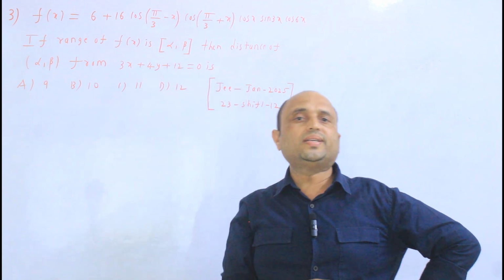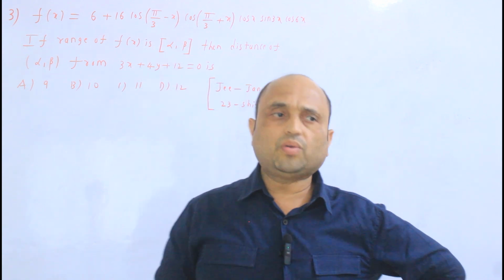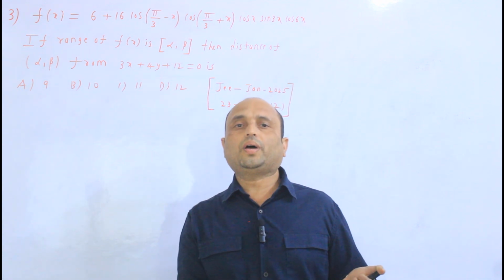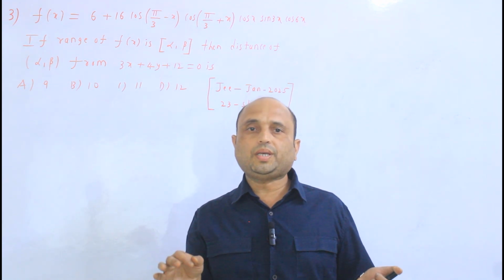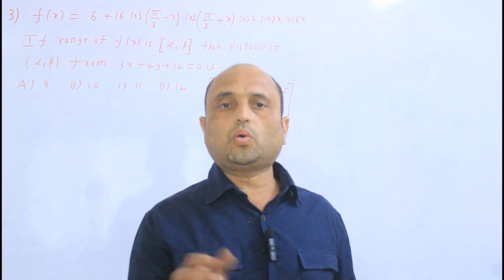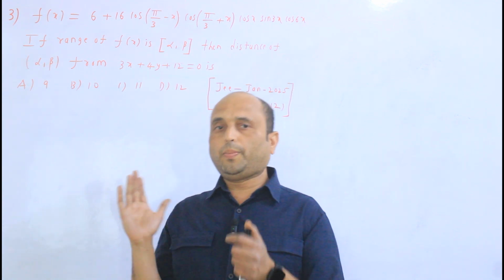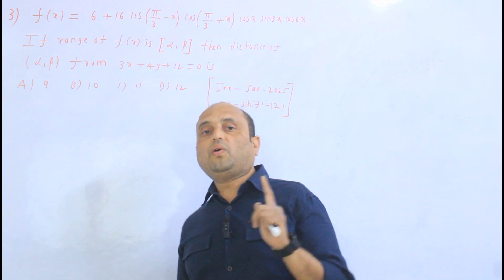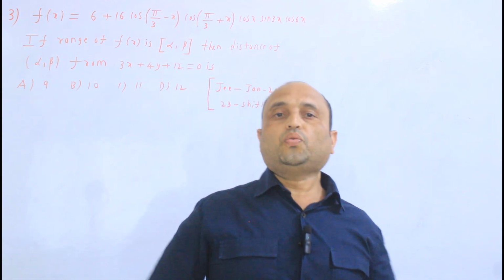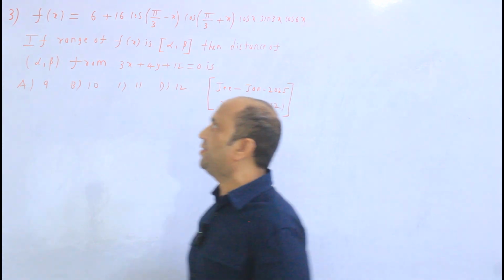After getting the range, then find the distance from that point to this line, the perpendicular distance. Already we know the perpendicular distance formula. The perpendicular distance of the point (x1, y1) to ax plus by plus c equal to 0 is mod of ax1 plus by1 plus c, divided by root of a square plus b square. That is the perpendicular distance. So first of all, we want to find the range of f of x. So first simplify this form.